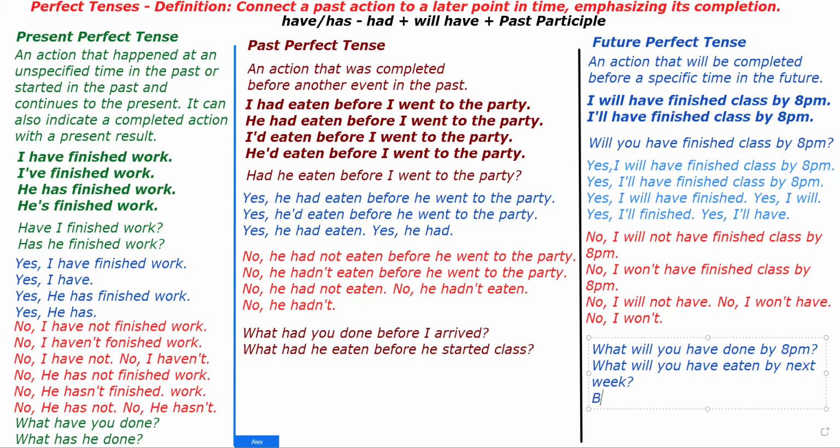Now you can take questions like by when will you have finished the project? Okay. By when will you have finished the project? I will have finished the project by next week. I will have finished the project by tomorrow, etc. etc. Is that clear as glass? Yes. Okay, is that clear? Take a screenshot.